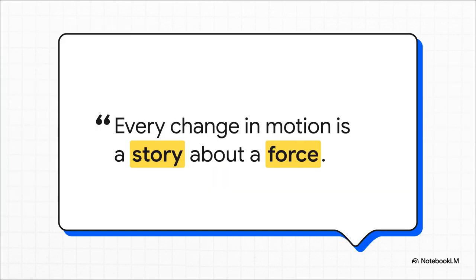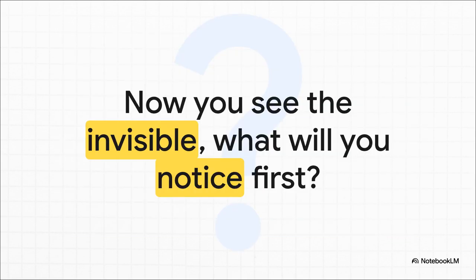So here's the biggest takeaway from all of this. Every single change in motion tells a story about a force. A flag whipping in the wind? That's telling the story of the force of the air. A ripple spreading in a pond is telling the story of the force from a single raindrop. We'll just end with this thought. You now have the ability to see the invisible network of pushes and pulls that animates our entire world. It's kind of like a new superpower. So, with this new lens, what are you going to notice first?